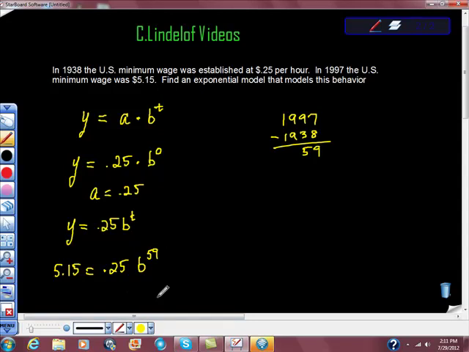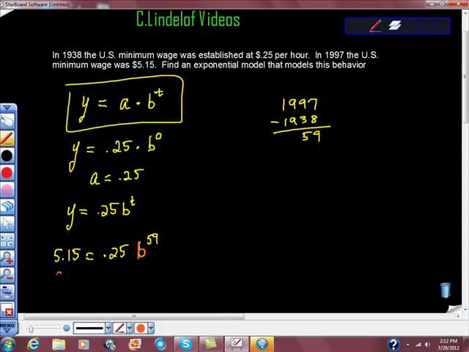So now what we're trying to do, because we're trying to create this model, right? We need the a and the b portions of this model. So what we're looking for now is to find this value b. So what I'm going to do is get this by itself, so I'm going to get 5.15. My handwriting is terrible. I'm so sorry. 5.15 over 0.25 is equal to b to the 59th power.